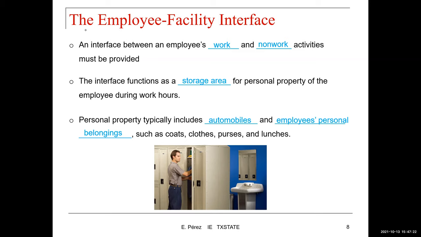So even though this is not directly connected with the processes or manufacturing processes that are part of the product that we are producing, these are relevant systems or interfaces that we need to make sure that we design for. So we need to provide space for the employees to park their cars, and also space for them to put their belongings. So if they bring lunch to work, you have to provide a space for them to store their lunch, maybe microwaves or a kitchen for them to be able to have lunch during the day. And also if they are bringing their clothes, their purses, they need a space to put those in the facility.